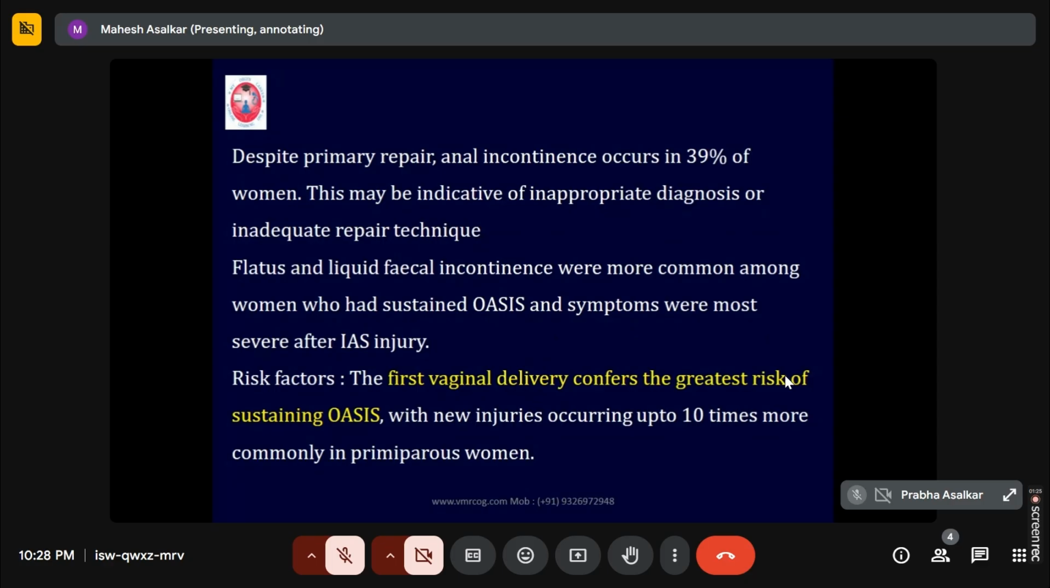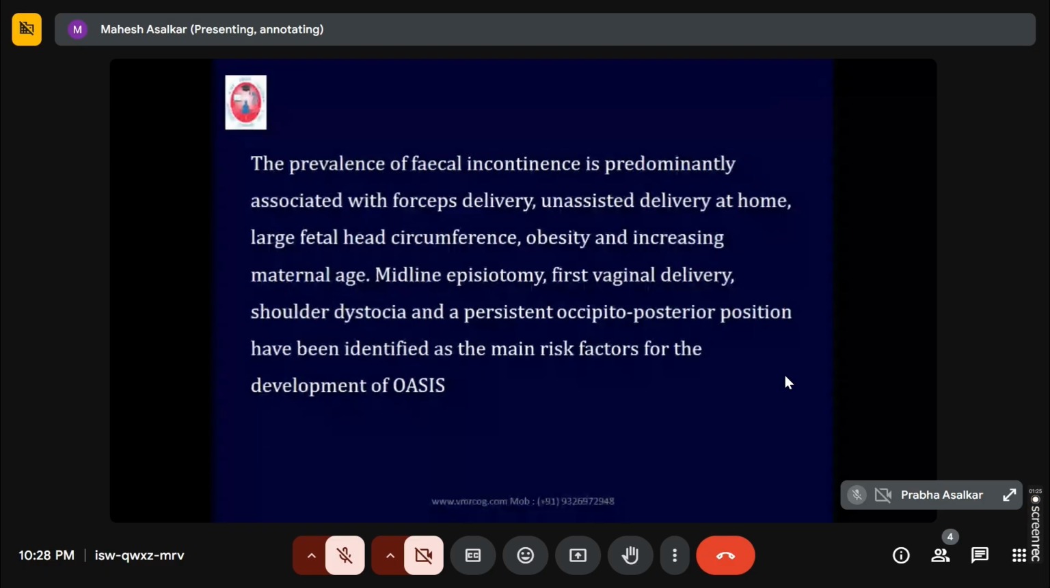Risk factors: the first vaginal delivery confers the greatest risk of sustaining OASIS. So primigravidas are at high risk, with new injuries occurring up to 10 times more commonly in primiparous women. The prevalence of fecal incontinence is predominantly associated with forceps delivery, unassisted delivery at home, large fetal head circumference, obesity, and increasing maternal age. So these are other associated factors. Midline episiotomy, first vaginal delivery, shoulder dystocia, and persistent occipital position have been identified as the main risk factors for the development of obstetric anal sphincter injuries.